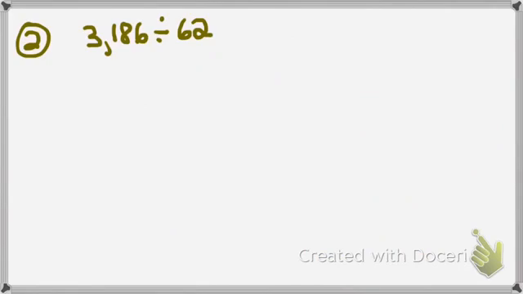3,186 divided by 62. First thing I do for long division is put my numbers into the division box, eliminating any commas. So I have 3,186 divided by 62. Next thing I do is see where my first chocolate bar goes.